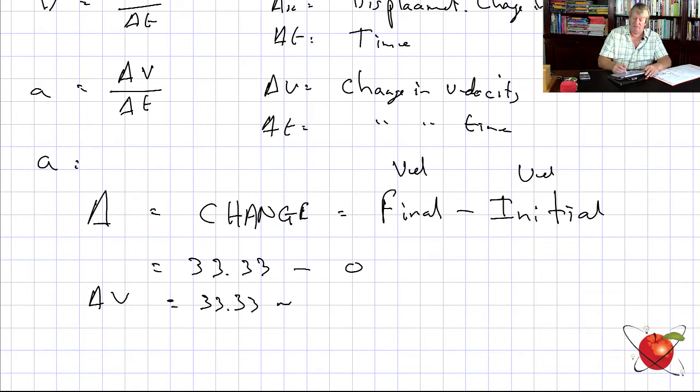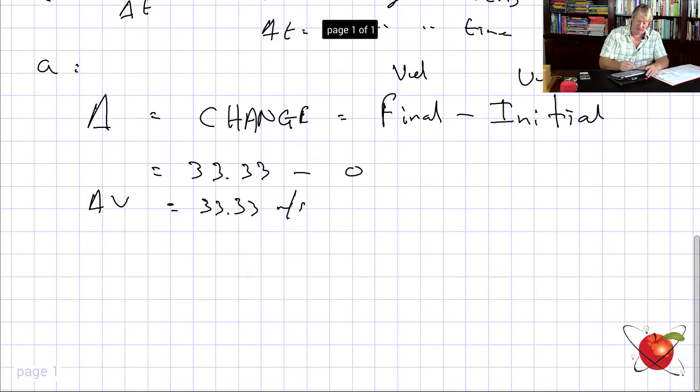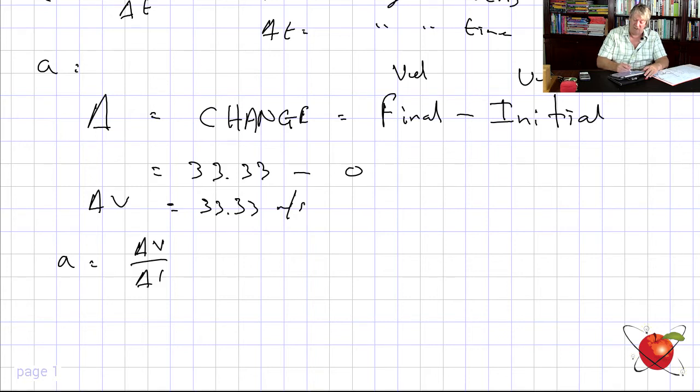33.33 meters per second. Okay, it is positive. Why? Because my velocity has increased. Technically, it's a positively sloped graph. So we've got that now. Therefore, can we work out acceleration? Well, acceleration is going to be change in velocity over change in time. Change in velocity is 33.33. Change in time, we said after a minute.